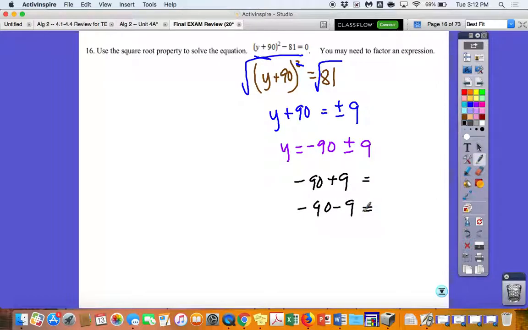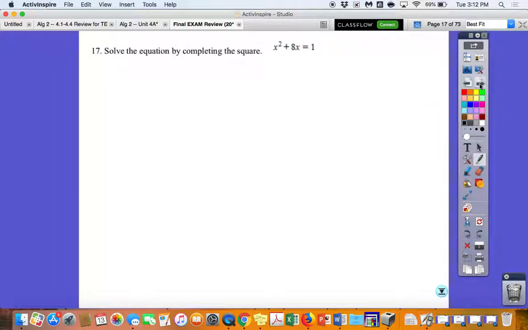You've got to work both of them out. So that'd be a negative, what, 81, and that's going to be a negative 99. So these are the 2 answers you're looking for. But yeah, you have to have 2.